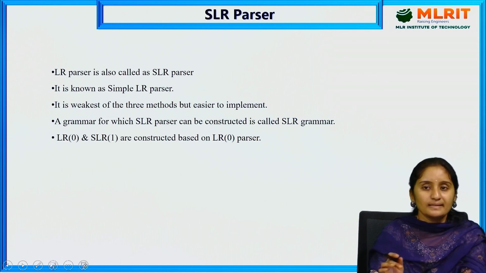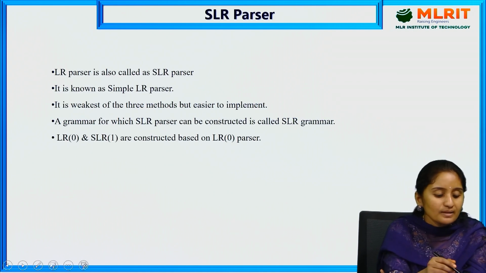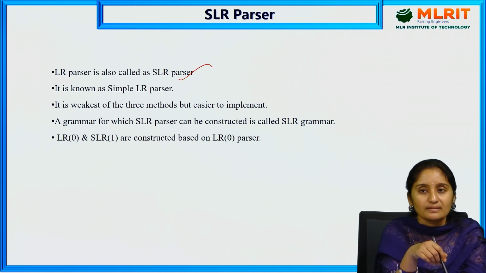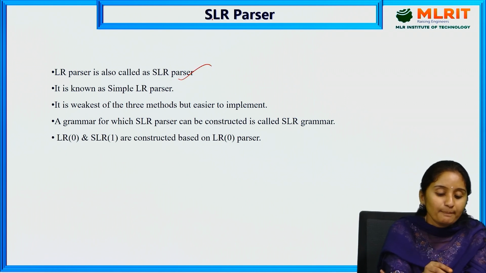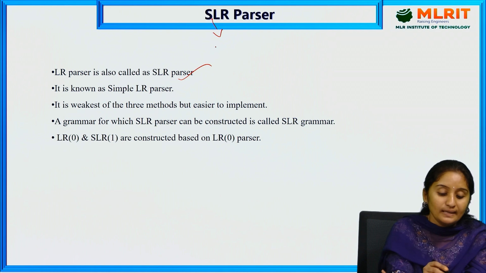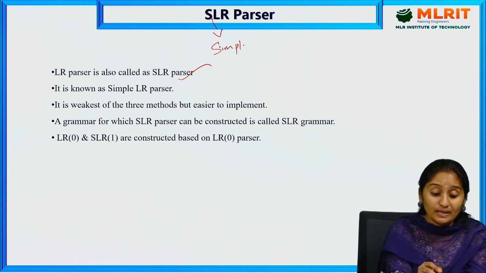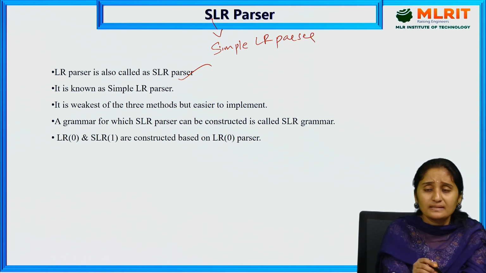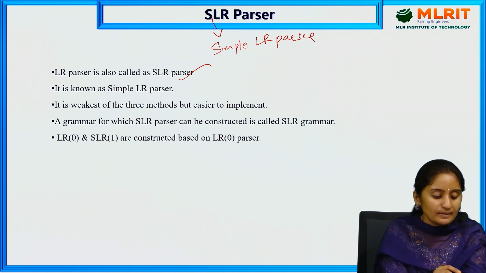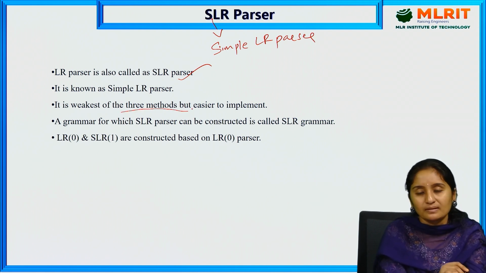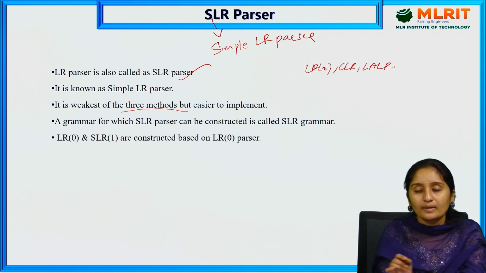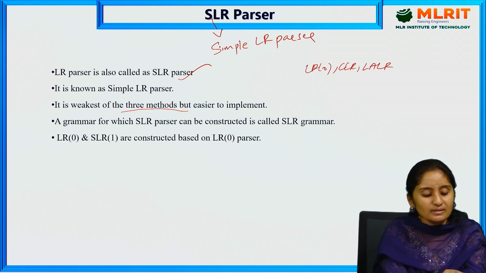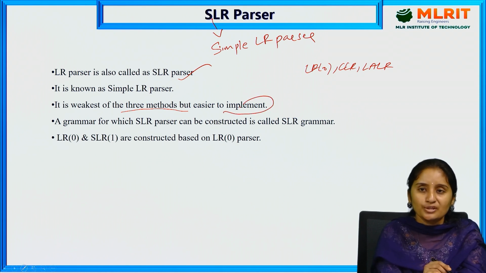So what is an SLR parser? An SLR parser is nothing but a simple LR parser. It is the weakest of the three methods. What are the three methods? LR(0), CLR, LALR. When compared to those three methods, it is the weakest, but it is very easy to implement.